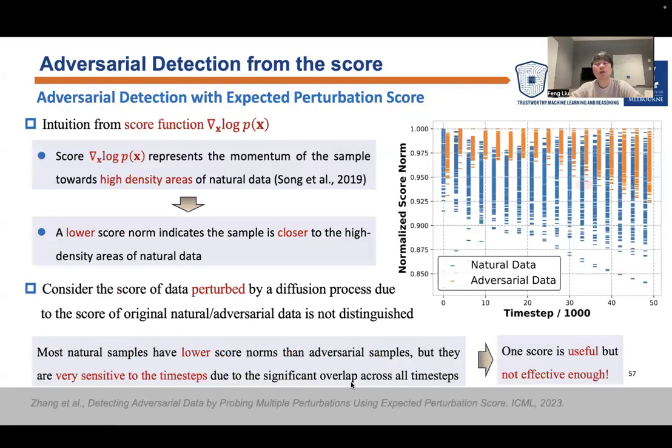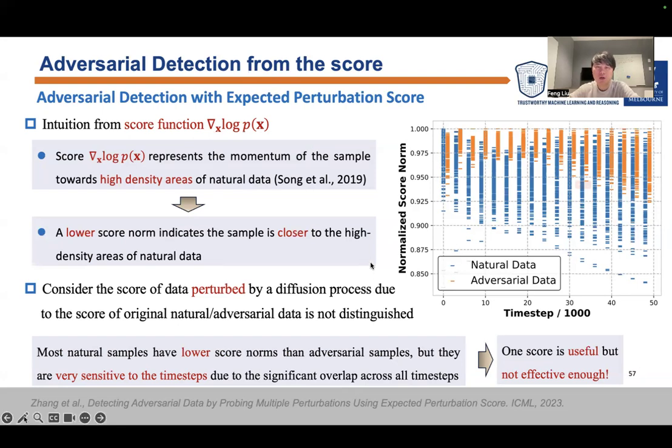Based on that work, recent research also considered using more advanced statistics to help us identify the adversarial data. Like I said in adversarial purification, the score is very important because the diffusion model is very successful. The main statistical technique used in the diffusion model is called the score. It's the first derivative of the log density. In previous work, they already found that the norm of this score can somehow help us identify adversarial data or natural data, but it's not a strong signal.